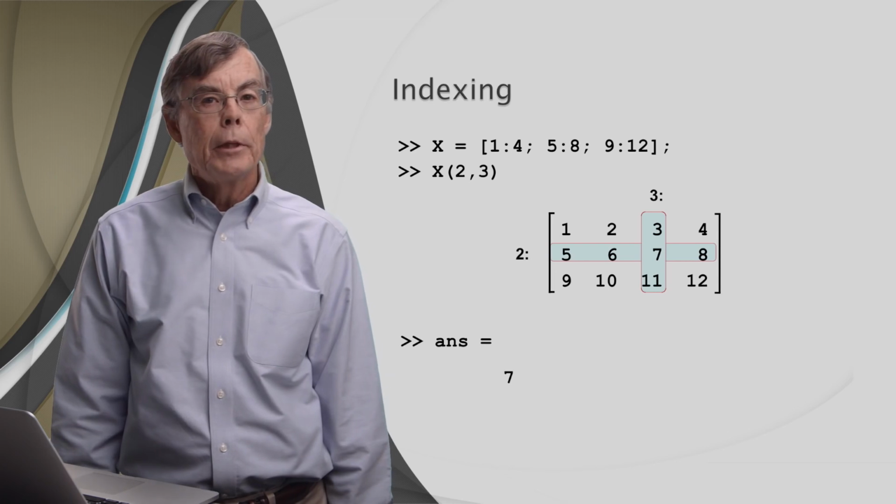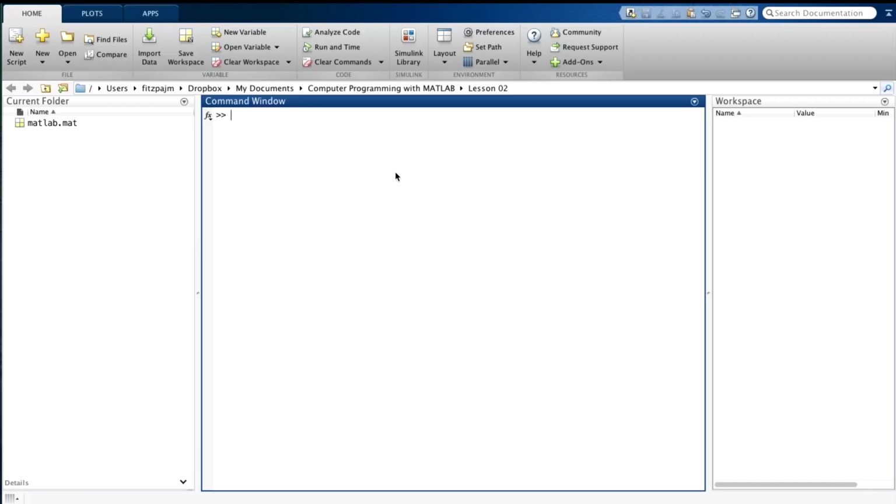Okay, let's do this same example again, but this time let's do it in MATLAB. We said x equal to [1:4; 5:8; 9:12]. Note how we've used the colon operator to save typing. We could have done it the hard way, which would have been x equals 1, 2, 3, 4, 5, 6, etc. It's just too much work, but the colon operator works perfectly.